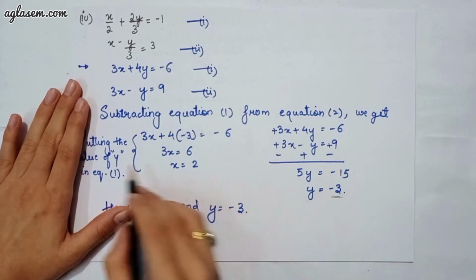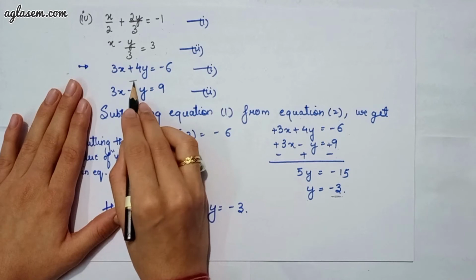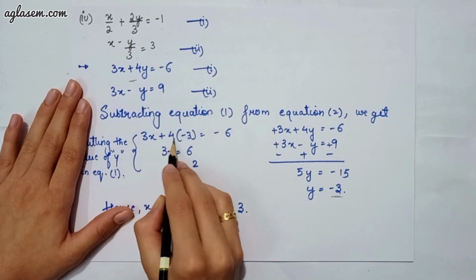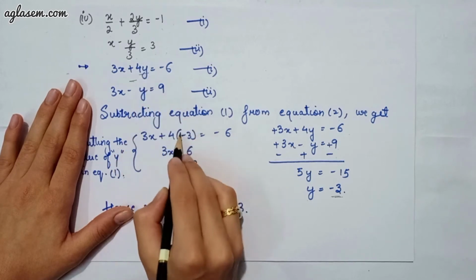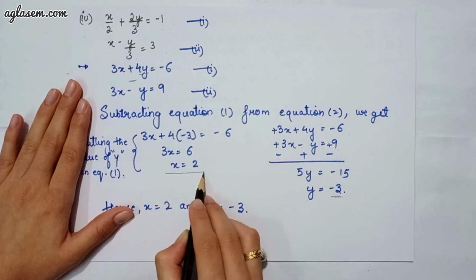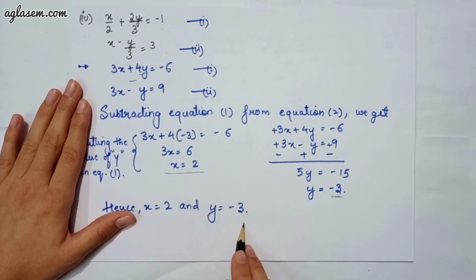So now putting the value of y in equation 1, that is this equation, we have to put the value of y instead of y. That is 3 into x plus 4 into y. So y we have minus 3, which is equal to minus 6. Now solving this we will get x as 2. Therefore we have x as 2 and y as minus 3.